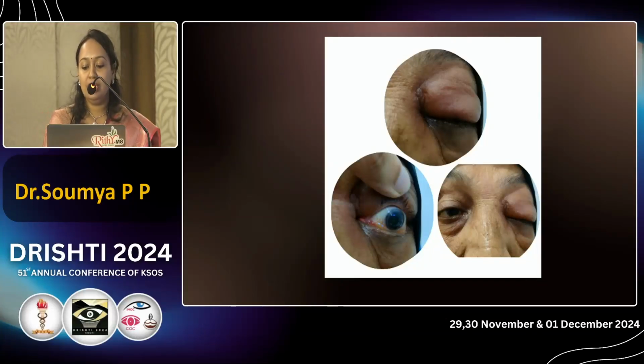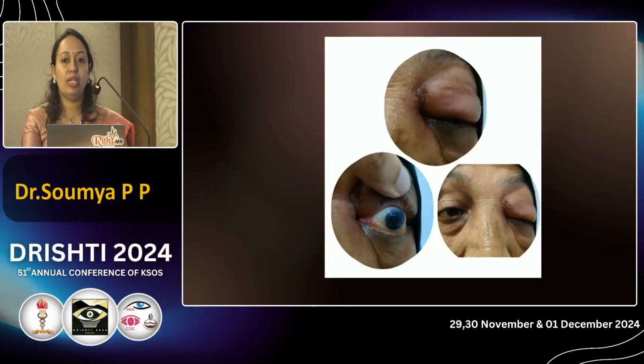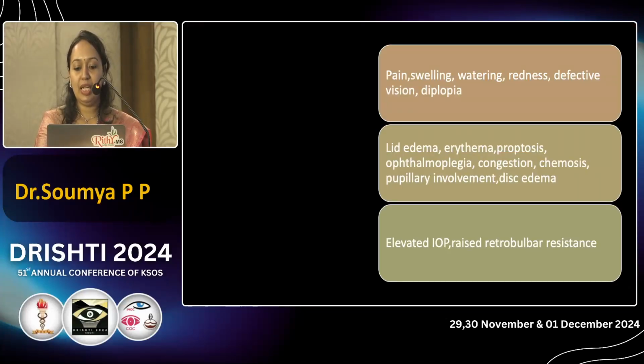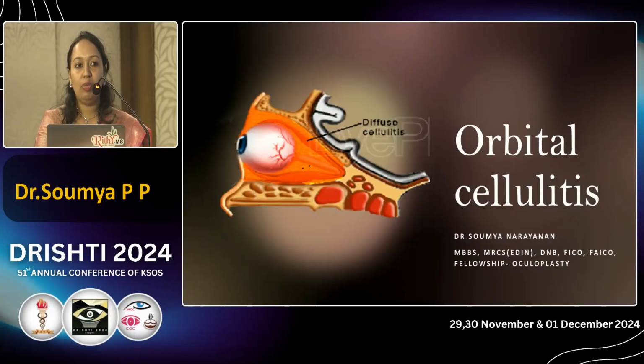Good afternoon all. So you have heard about a few of the ocular emergencies. What will be your diagnosis when you see a patient with this picture? The patient has severe lid edema, erythema, proptosis, extraocular movement restriction, diplopia, and pupillary abnormalities. And when we check, the patient can have increased IOP and raised retrobulbar resistance. So what will be your diagnosis?